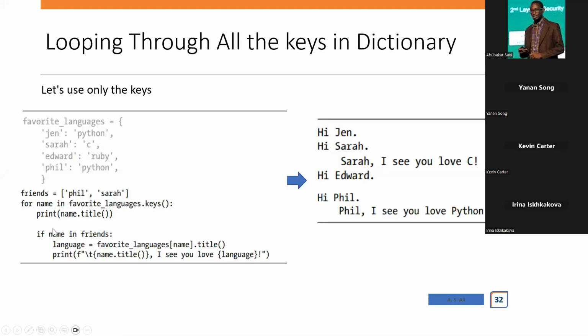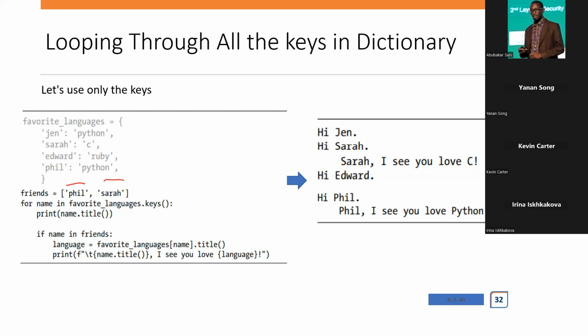So now look at this example. We have a dictionary called favorite languages. It has the first element, or key value pair. Jane loves Python. Sarah loves C. Edward loves Ruby. Phil also loves Python. So all these four are my friends, and each one of them has their own favorite programming language. Okay. So here I have a list of two friends. The first friend is called Phil, and the second friend is what? Sarah.